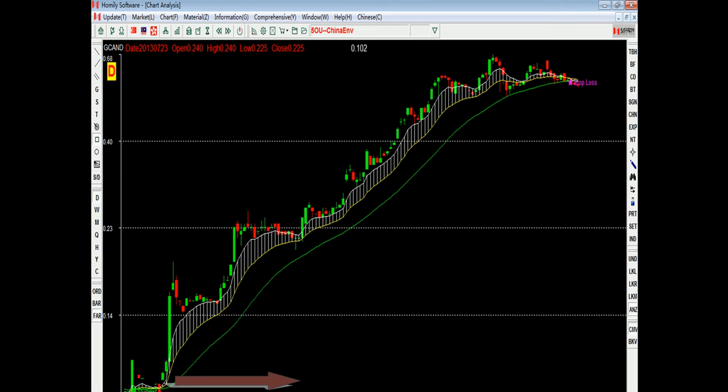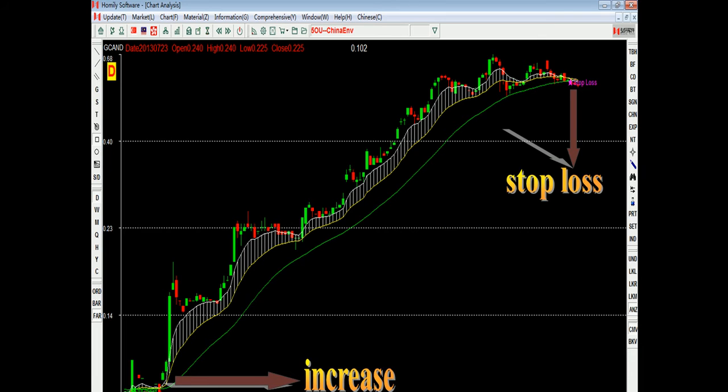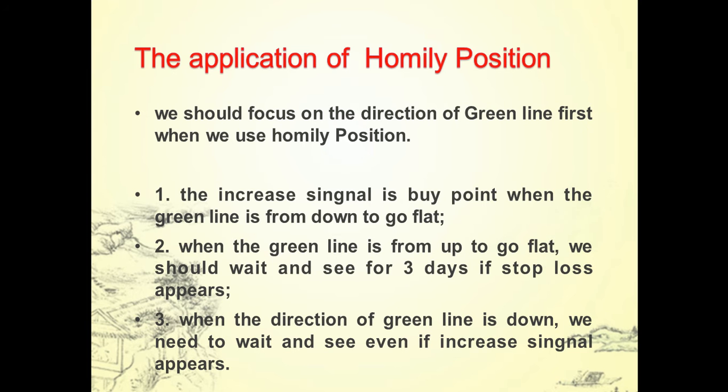Then let's continue to see here. This is the increase. This is the stop loss. Okay. Let's see the application of harmony position. We should focus on the direction of the green line first. When we use harmony position, the increase signal is a buy point when the green line is formed from down to flat. Later I will show you the tactics of harmony position. This is the basic application, okay?